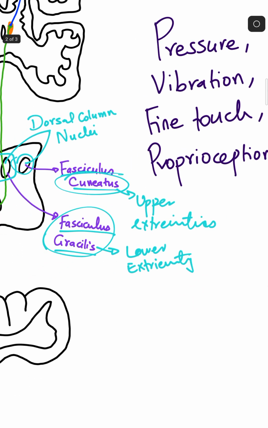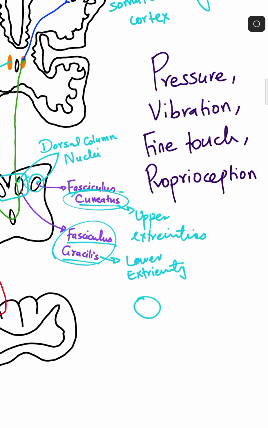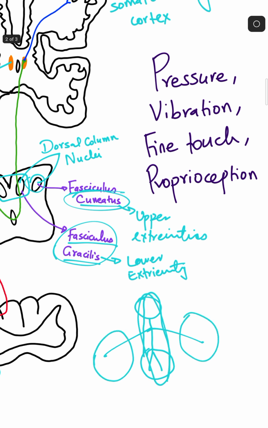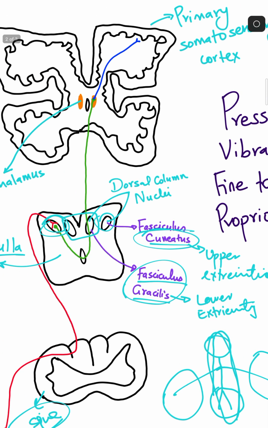Now, how I like to remember that is by drawing a stick man, and then these are his hands. So you can see how the legs are more central, right? And then the arms are more lateral. So that way I remember that gracilis is central, so it's going to be the legs, and cuneatus is lateral, so it's going to be the upper arm.